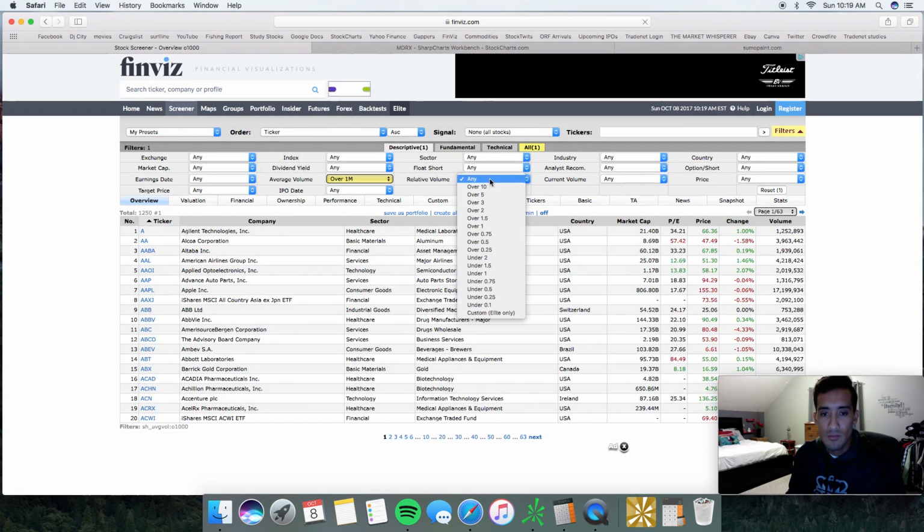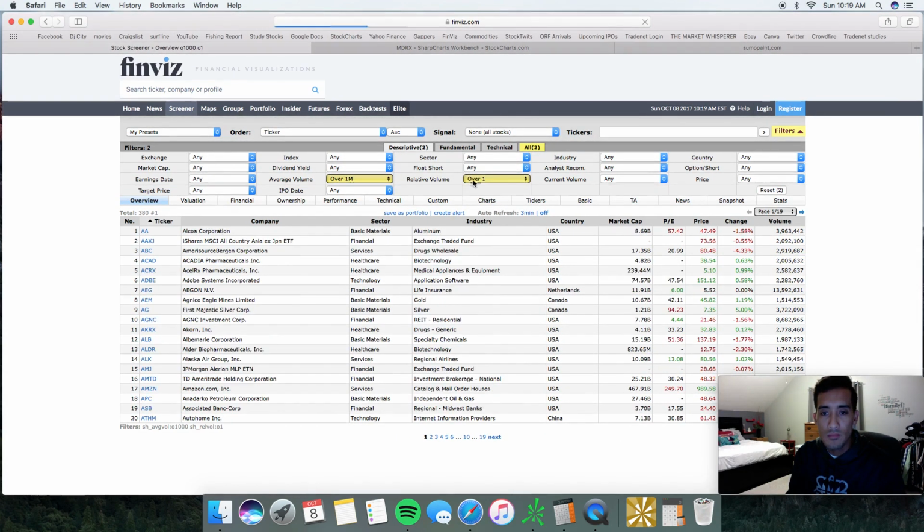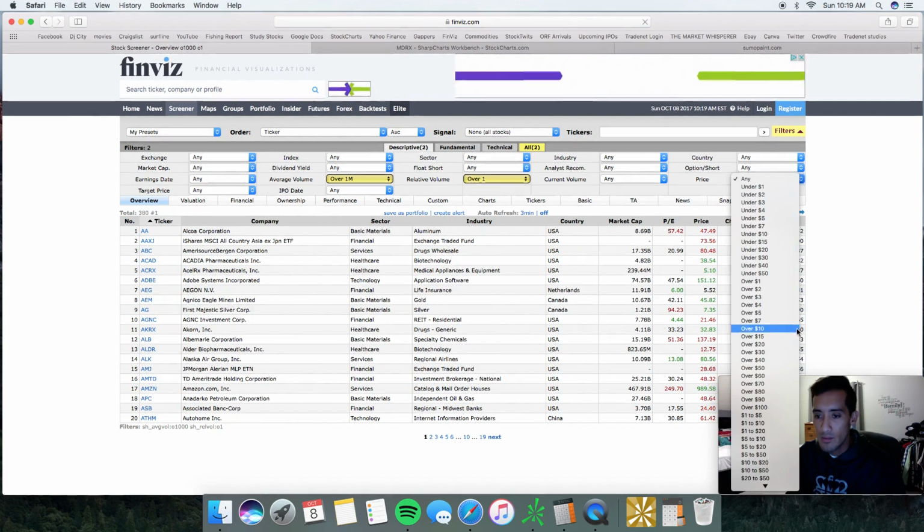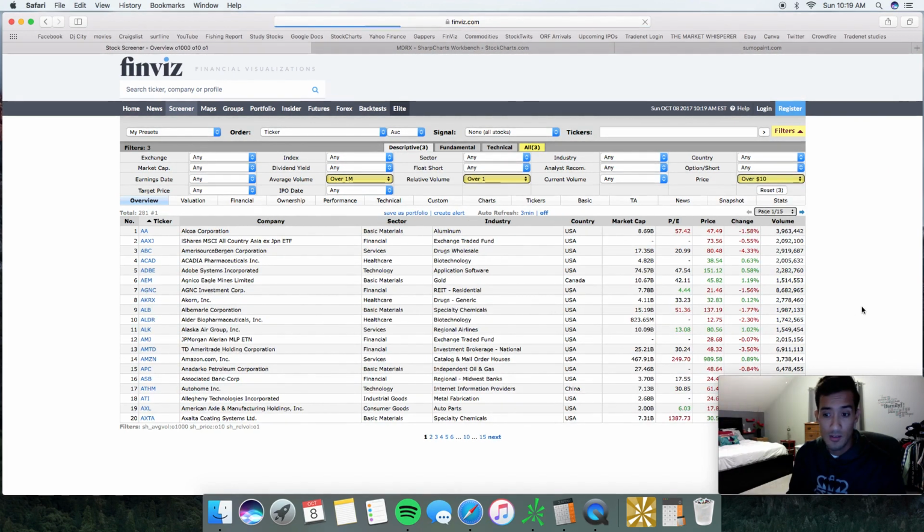Relative volume, I want it over 1. And then price is over $10. I only trade stocks that are over $10.